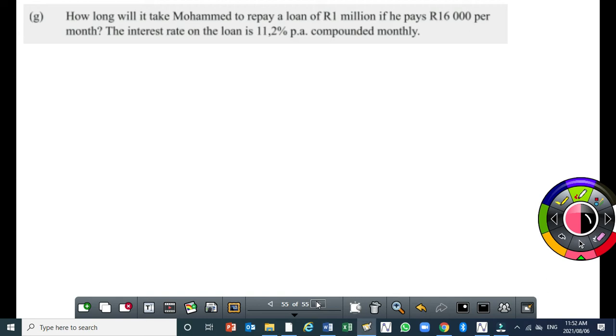How long will it take Mohammed to repay a loan of 1 million if he repays 16,000 a month? This word here, loan, and the fact that 16,000 is paid per month is an indicator that we are dealing with a present value annuity. Then the question says the interest rate on the loan is 11.2% per annum compounded monthly.